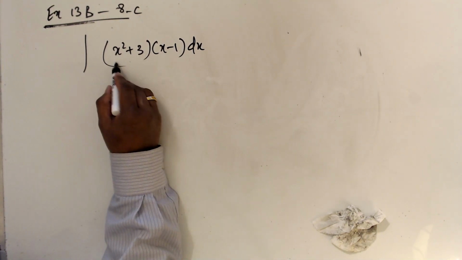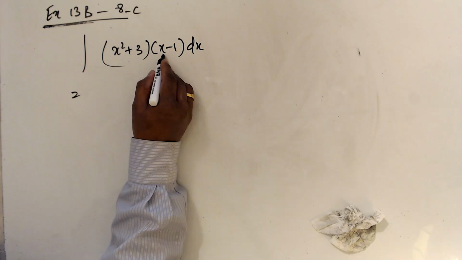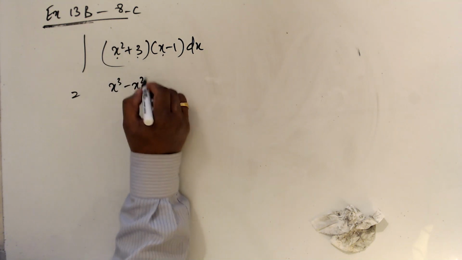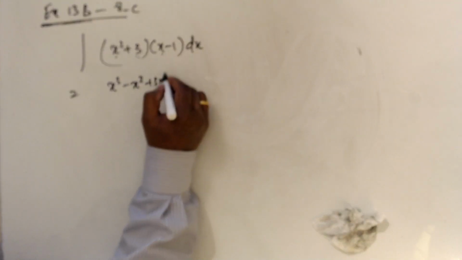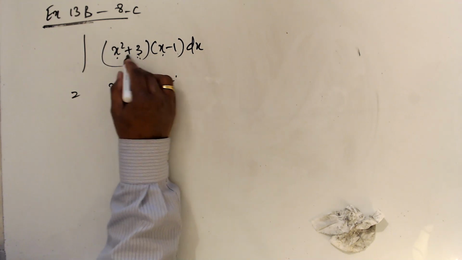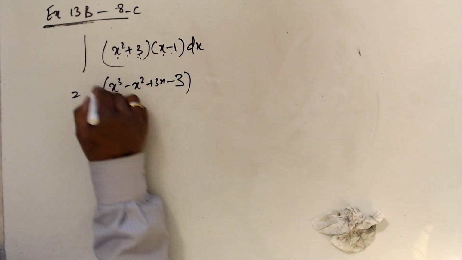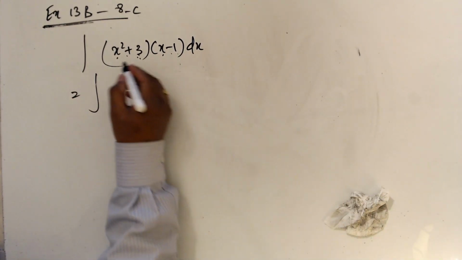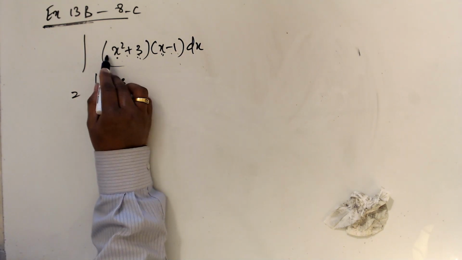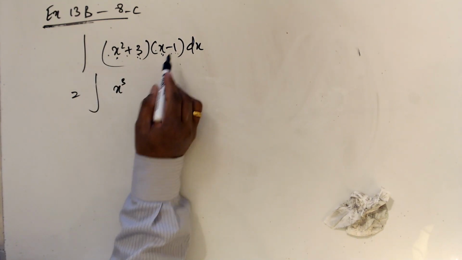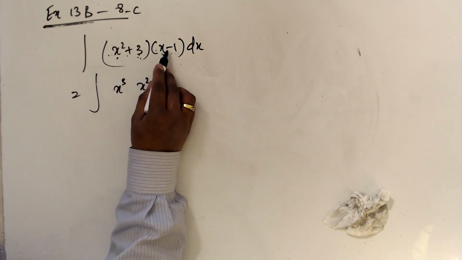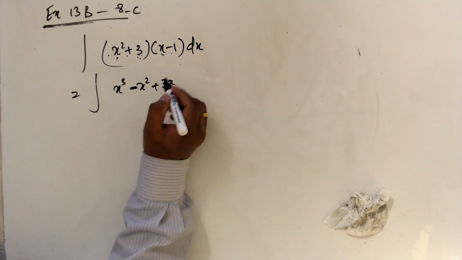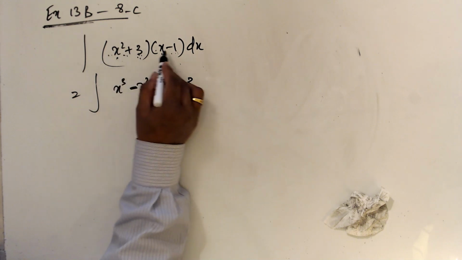See, we have to expand this one. So x square plus x cube, x square minus 1 minus x square plus 3x plus 3 times 1, 3, plus times minus, minus 3. Let me expand again. X square times x cube, plus times plus, plus. X square times 1, x square, plus times minus, minus. 3 times x, 3x, plus times plus, plus. 3 times 1, 3, plus times minus, minus.